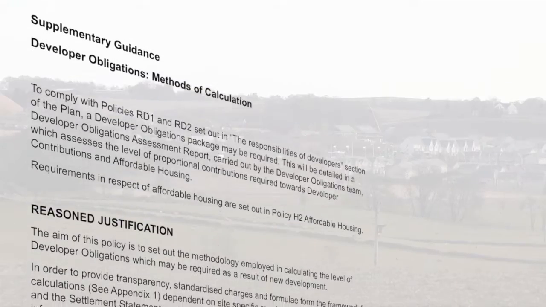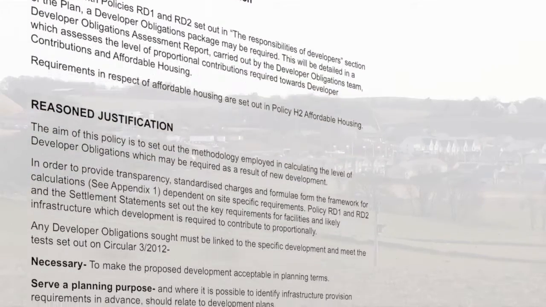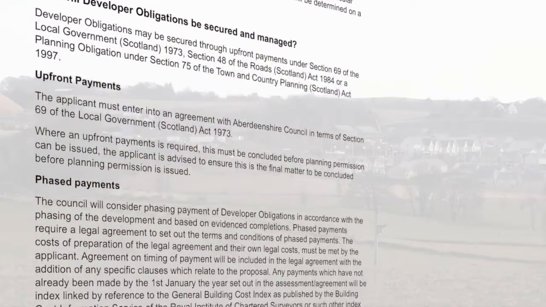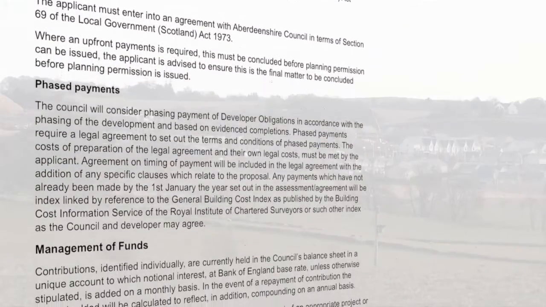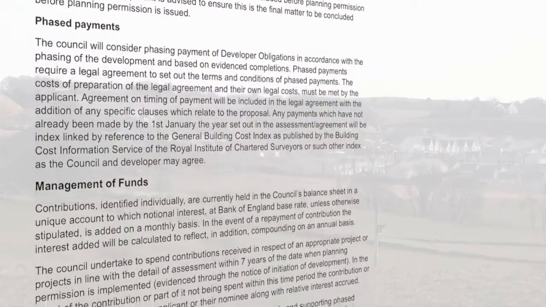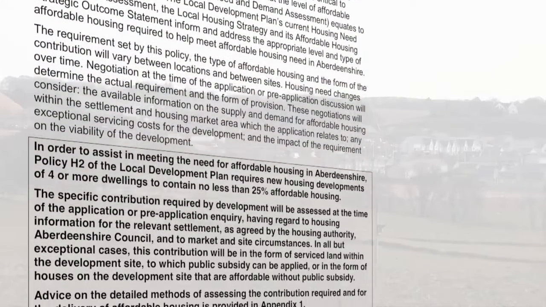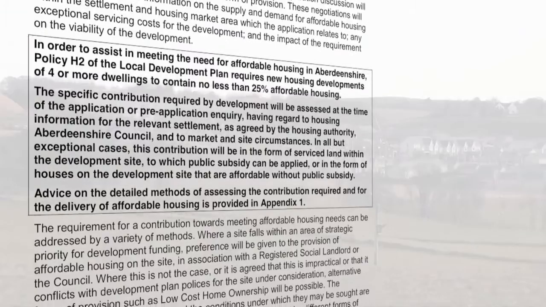For larger development sites, including developments requiring the provision of on-site affordable housing, a legally binding Section 75 agreement would be required to secure contributions as phased payments and runs with the land. If the developer sells the site, the new owner takes on the responsibility of meeting the obligations.